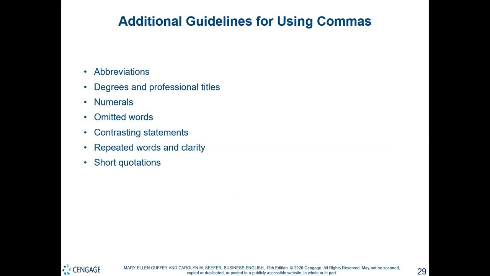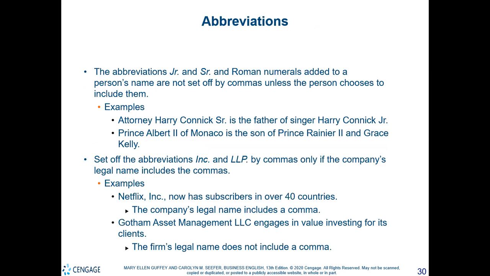Additional guidelines for using commas: abbreviations, degrees and professional titles, numerals, omitted words, contrasting statements, repeated words and clarity, and short quotations. We have abbreviations. The abbreviations Jr. and Sr., which are junior and senior, and Roman numerals added to a person's name are not set off by commas unless the person chooses to include them.